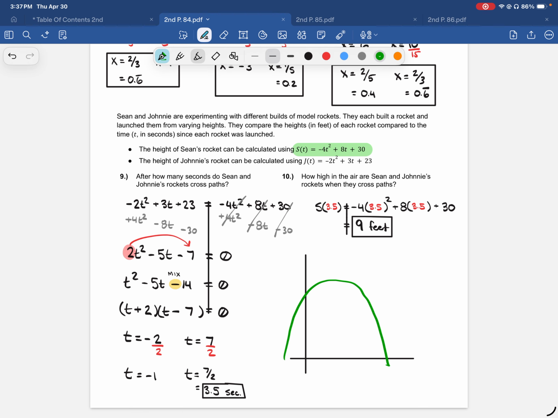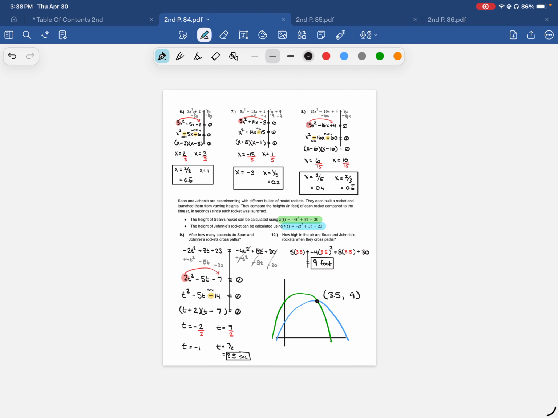And then type in Johnny's function, and you would get something that looks more like that. Well, it actually looks a little bit more like that. Where they cross will be the ordered pair 3.5, 9. That point answers both questions for you, that after 3.5 seconds, both rockets are 9 feet in the air.